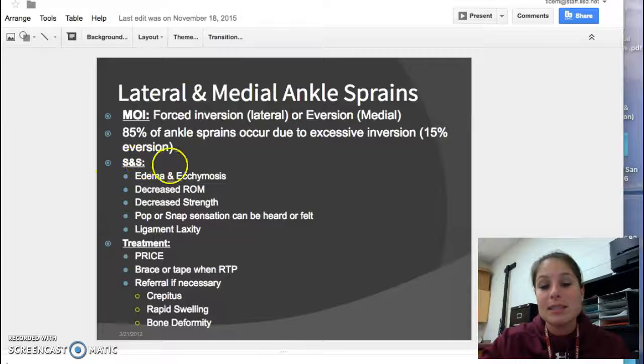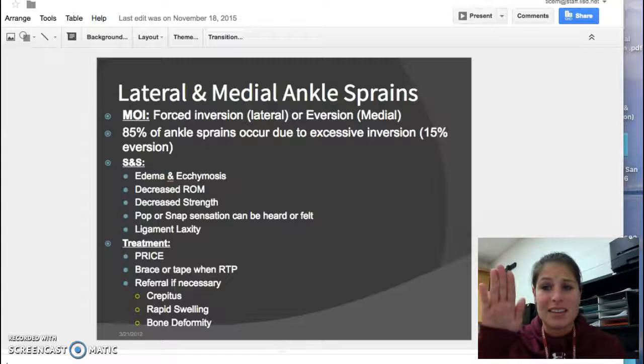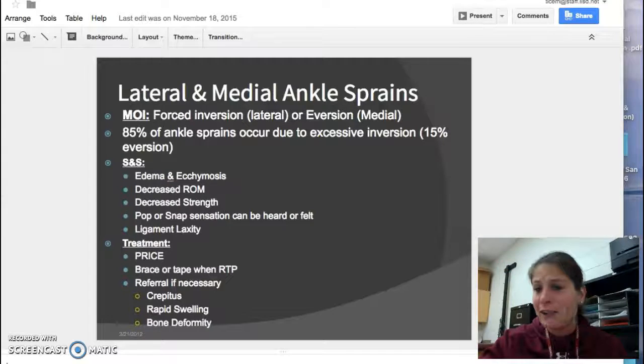So some signs and symptoms: swelling, the discoloration, all right? Some decreased range of motion. Maybe they hurt to do either plantar flexion or dorsiflexion or that inversion or eversion. Their strength might be decreased as well, usually from pain, okay?